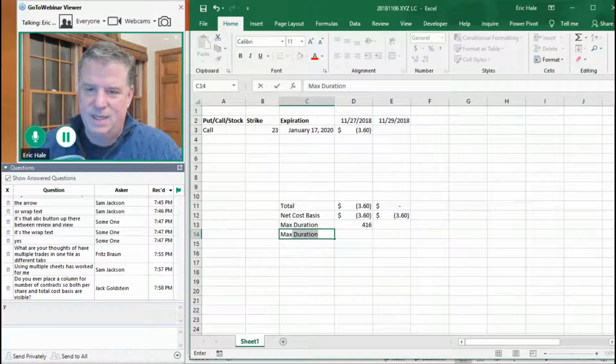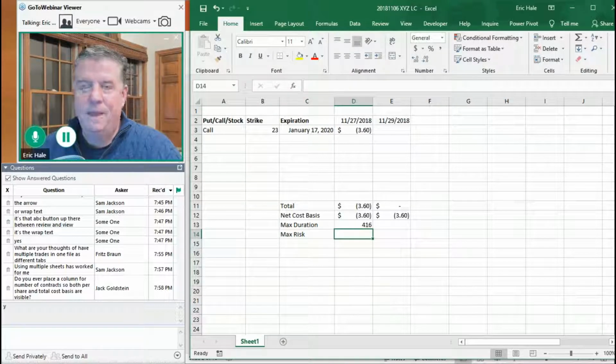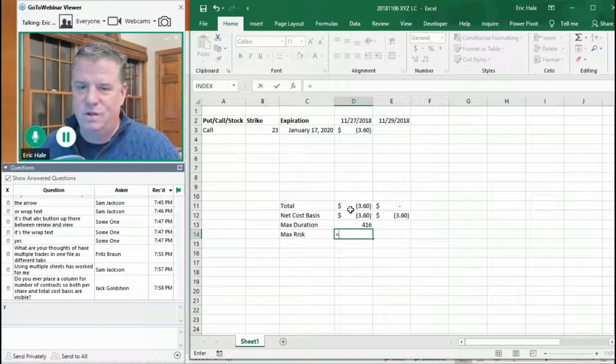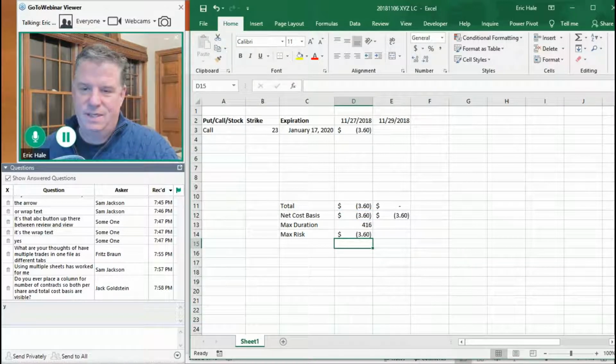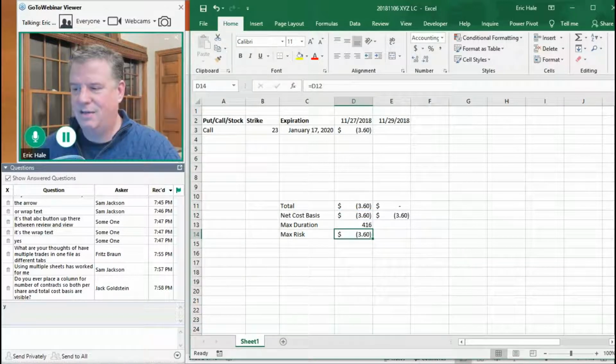My maximum risk is going to be calculated here. This is where you have to be comfortable with doing different formulas because it's going to be different depending on what position you have in, and you're going to have to think it through. So right now, the max risk is equal to the total that I have invested. So either one of these columns is what I'm going to point to. Right now, I'm going to point to that one. So it's going to be 360. That's the most that I can lose.